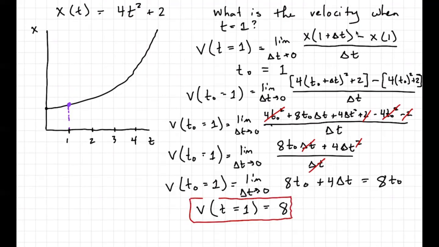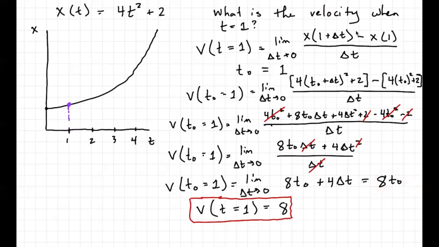So the original problem was about this specific time, but up until the last step where I boxed the answer here in red, there was nothing specific about time equals 1 here. So this right here, that 8 t naught, that's a general expression for the velocity of our butterfly as a function of time. So this will tell us for any arbitrary time what the velocity is. And that's really, really powerful.